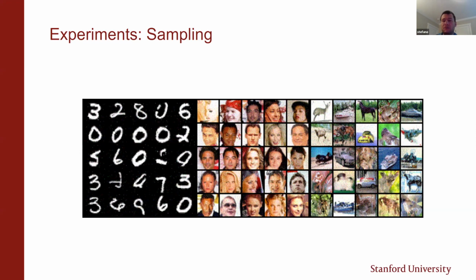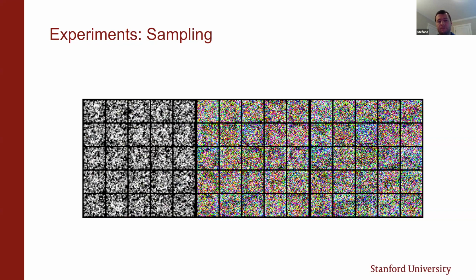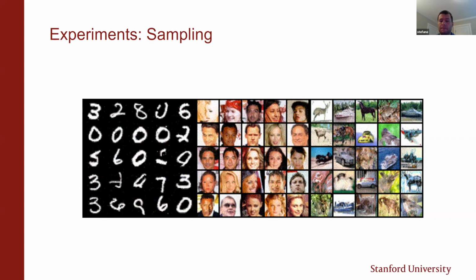So in some sense, the gradient gives you the direction that you need to move to go back to the data manifold, and you can follow the gradient to denoise the image. It works quite well for denoising. Yeah. Other questions?